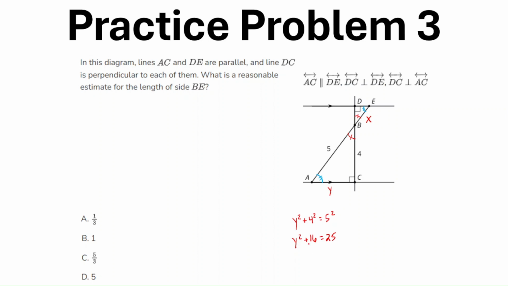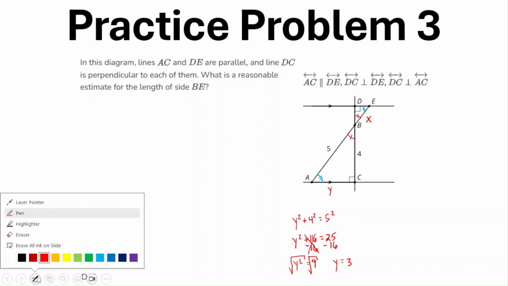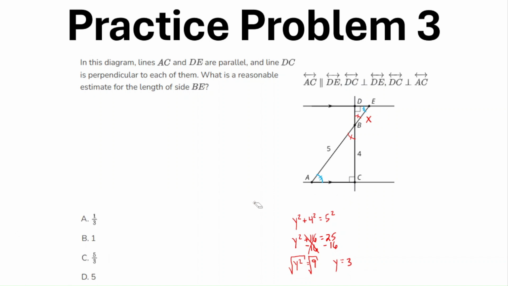I need to move this 16 to the other side, and I do that by doing the opposite of what's there to both sides. The opposite of plus 16 is minus 16. This eliminates it on the left and gives us y squared equals 25 minus 16, which is 9. The opposite of squaring something is taking the square root. The square root of y squared is y, and the square root of 9 is plus or minus 3. Since it's a side length, it can't be minus 3, so it's got to be positive 3. So now we know that our side y is actually 3.